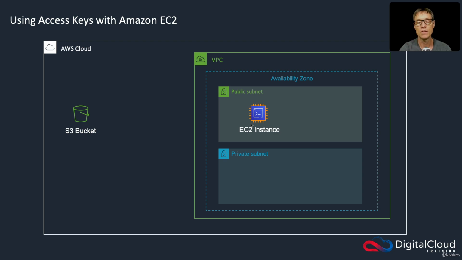And your EC2 instance will need to authenticate to the S3 bucket. So you don't want to just allow anybody to access your data on S3. So you're going to require authentication in many cases. So in this case, the EC2 instance needs to be able to authenticate to the S3 bucket to be allowed to access the data. So how do we go about doing that? Well, there's a couple of ways.